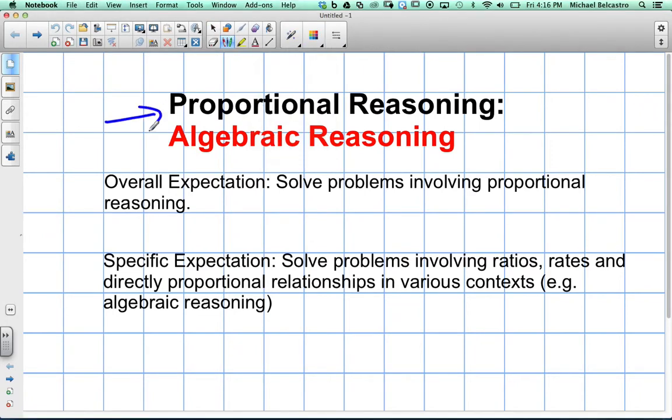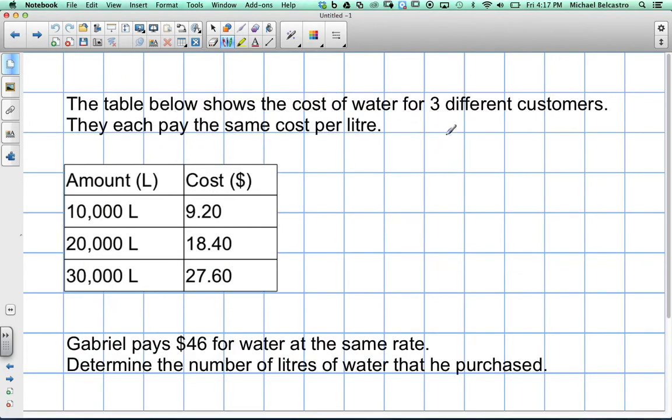Okay, we're looking at a question involving proportional reasoning, and we're going to use the method of algebraic reasoning to solve this. The overall expectation is to solve problems involving proportional reasoning, and the specific expectation is to solve problems involving ratios, rates, and directly proportional relationships in various methods or contexts, in our case algebraic reasoning. So let's take a look at this question.